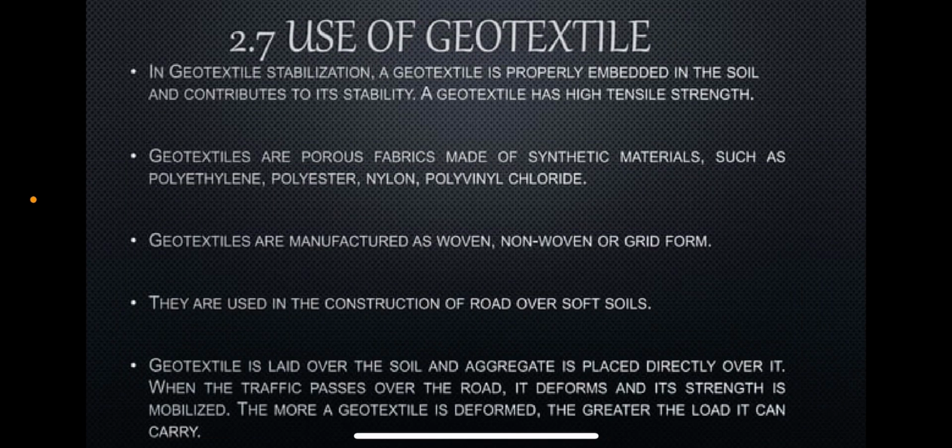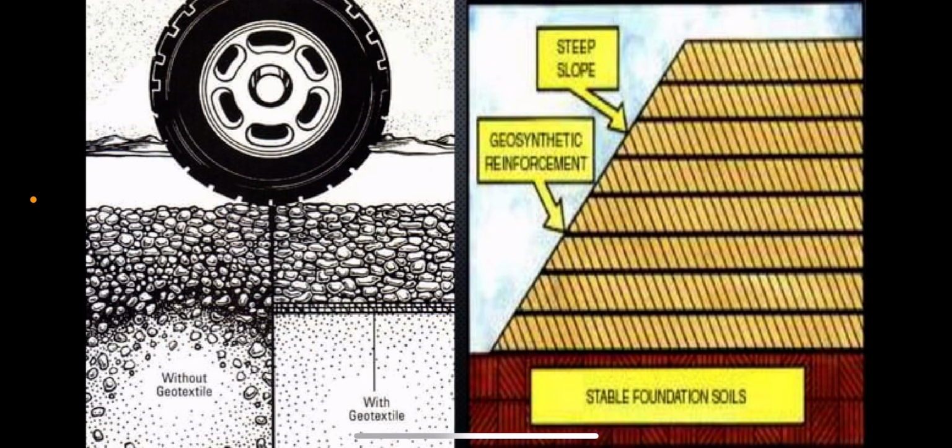And the soil freezing method, and the use of geotextile. So these are the common techniques used to stabilize the underground soil. This is geotextile. Normally it is used for underground road construction, the base course construction.